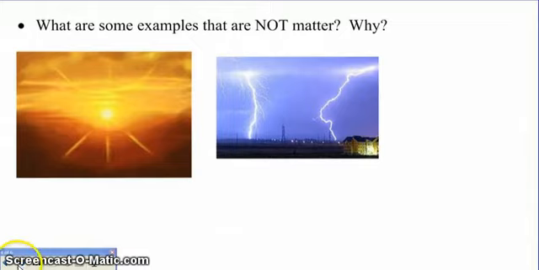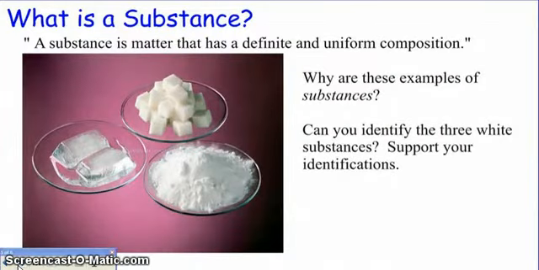All right, next question. What is a substance? According to your book, a substance is matter that has a definite and uniform composition. So you want to think about this definition and what it actually means. And once you've done that, then you might be able to answer the questions here. Why are these examples of substances? What makes these substances? And finally, can you identify what these things are?